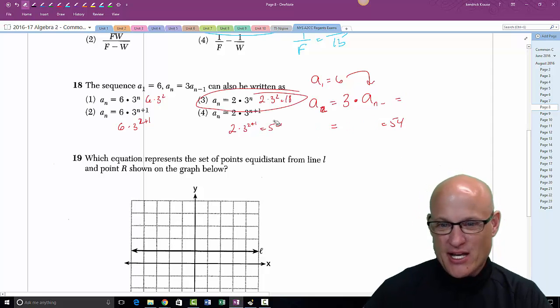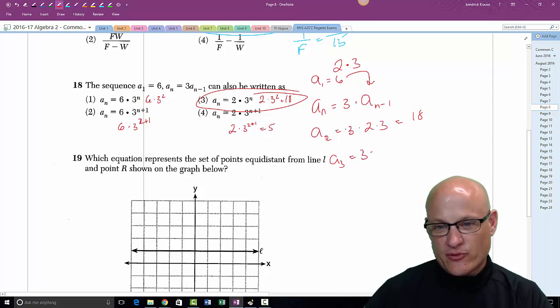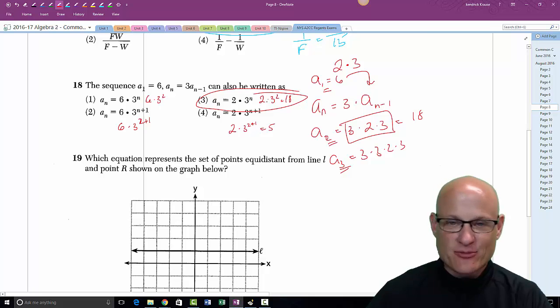Now, why is it the right answer? I think you should understand why it's the right answer. So remember the formula a sub n is equal to 3 times a sub n minus 1. Well, what is that a sub 1? Isn't that really 2 times 3? So really a sub 2 is equal to 3 times 2 times 3, which is 18. But it's really 2 times 3 times 3. And then what's the next one? A sub 3 is equal to 3 times this. 3 times 2 times 3 times 3. So now I've got 3 cubed. I had 3 squared. I had one 3. And that's why it's the right answer.